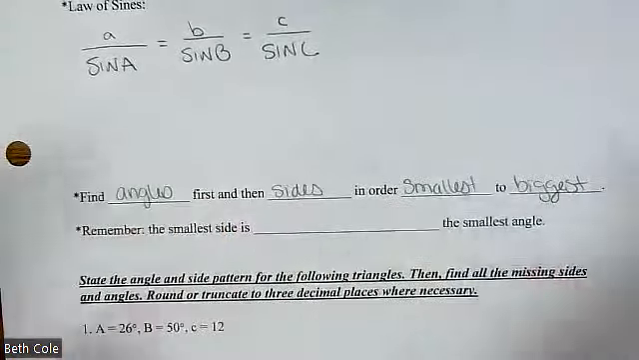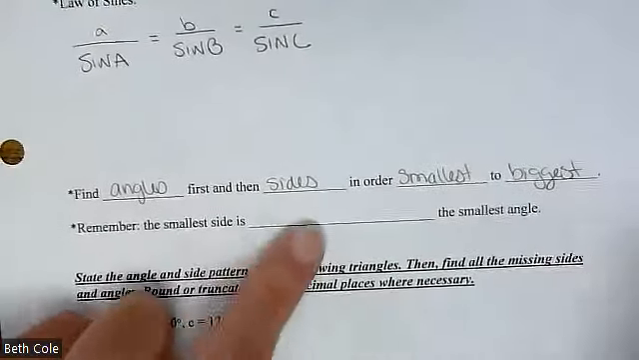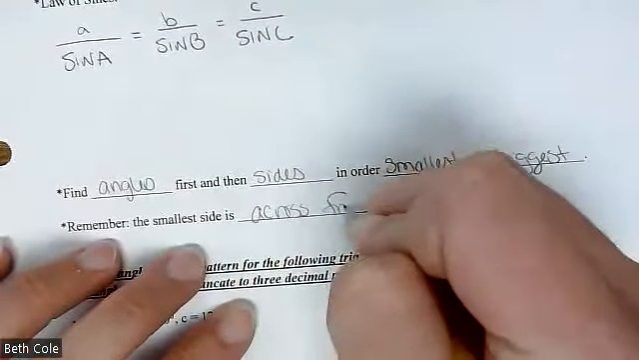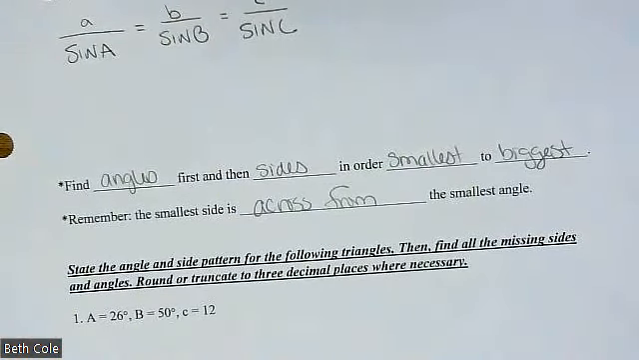Okay. Oh, and I just said this. I forgot I had it printed on it. The smallest side is, what did I just say? Good. Across from the smallest angle. And again, that's the way you can check your work at the end. Like, did I get the small ones across from each other and the medium ones across from each other and the bigger ones across from each other?